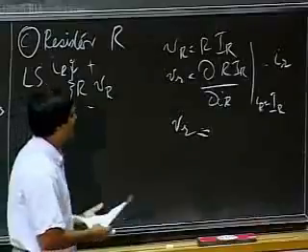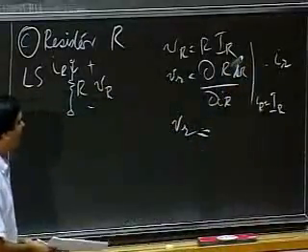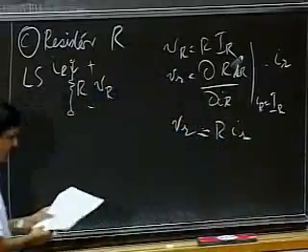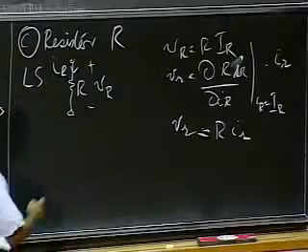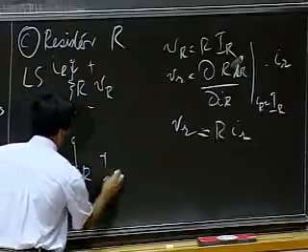Okay, so differentiating, I simply get R, iR. In other words, for a resistor, the small signal model is the resistor itself.